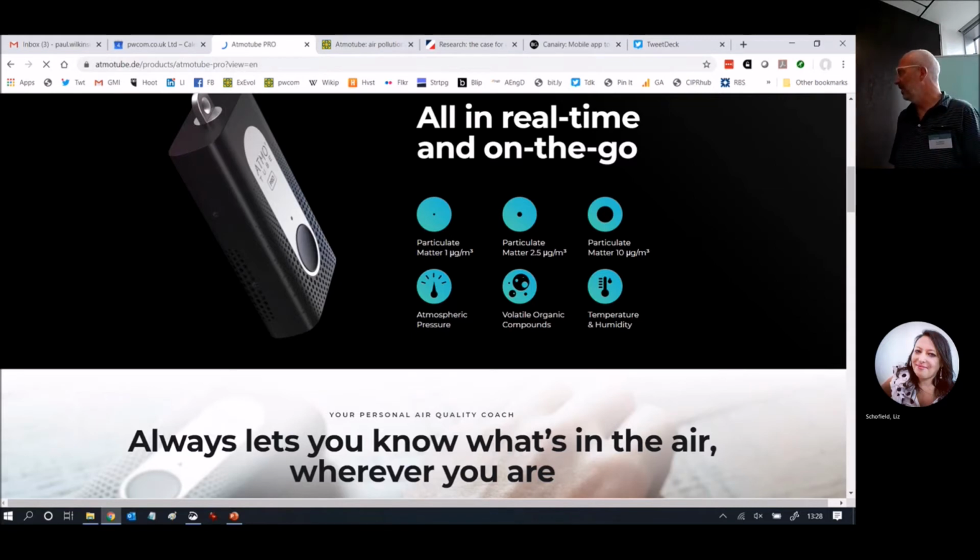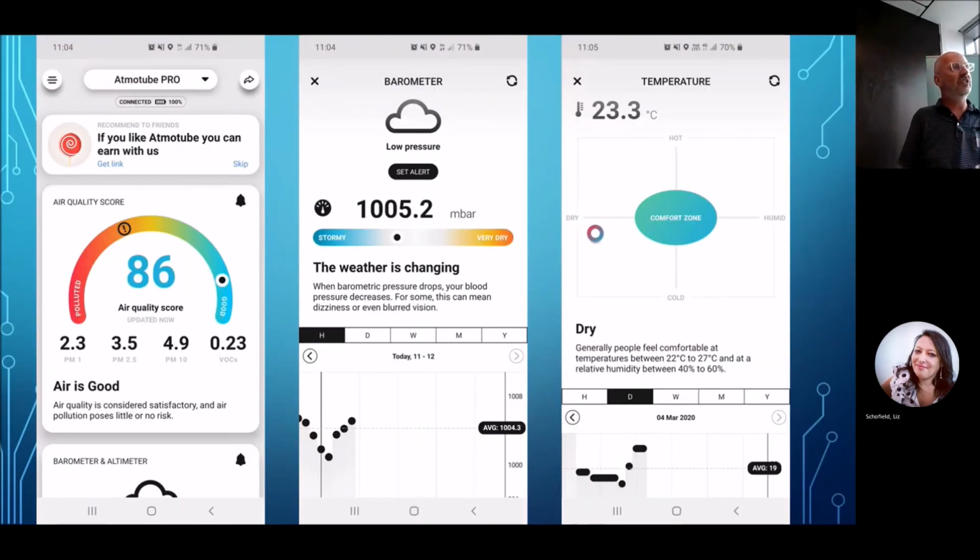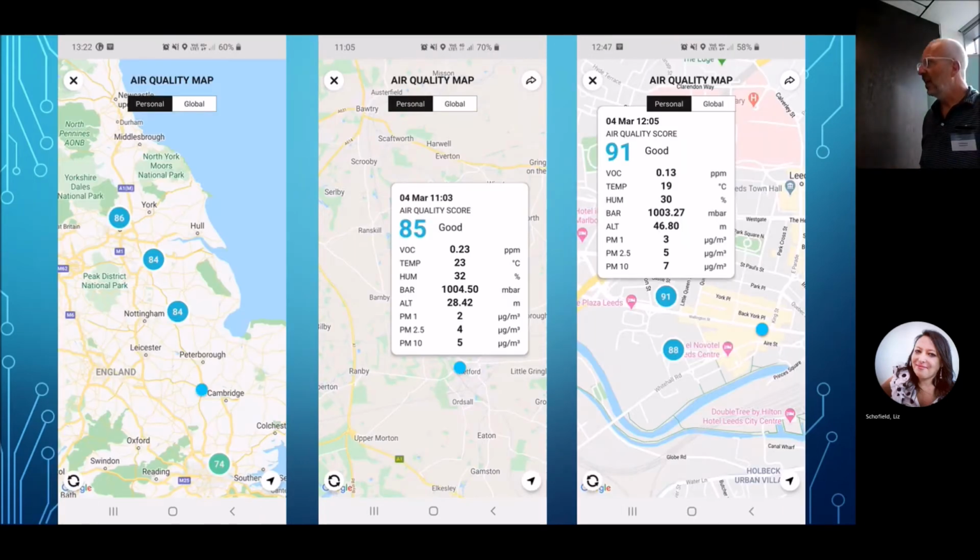So it detects all of these different things: particulate matter, NO2, atmospheric pressure, temperature and humidity, all those things that might count for your attention to detail. On my journey around 2 years ago, I was able to track the air quality, the weather changes, the temperature, humidity, and so on, and understand what was going on around me. And it also presents other ways of sharing the information. I can look at it geographically, so you can see my journey from London to Leeds that day.